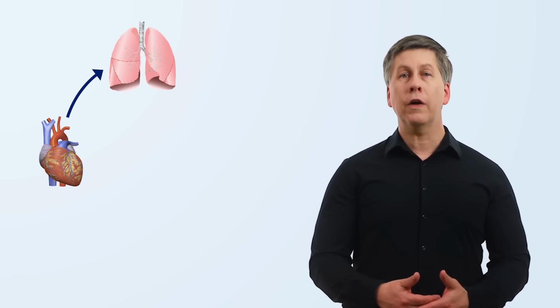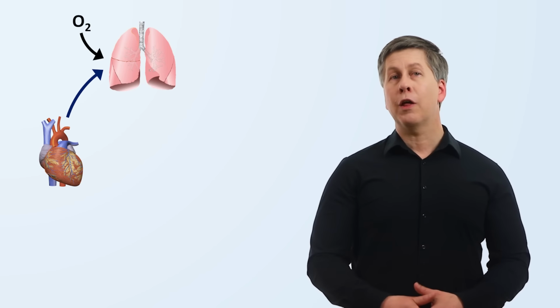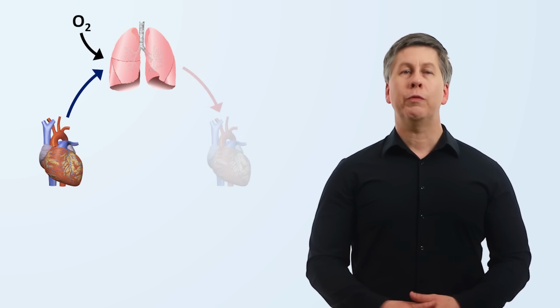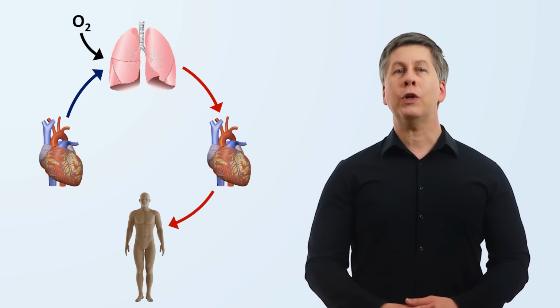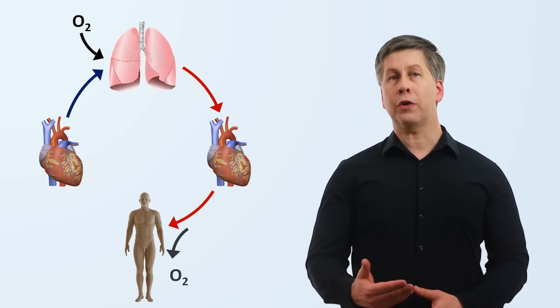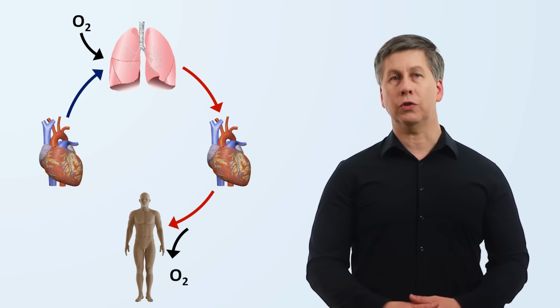In short, the function or purpose of the cardiovascular system is to pump blood around the body. But why? The simple answer is the delivery of oxygen. Deoxygenated blood, that is, blood that's relatively lacking in oxygen, is pumped from the heart to the lungs, where oxygen is picked up. The now oxygenated blood returns to the heart, from where it's pumped to the rest of the body, at which point the oxygen is offloaded within other organs and tissues.